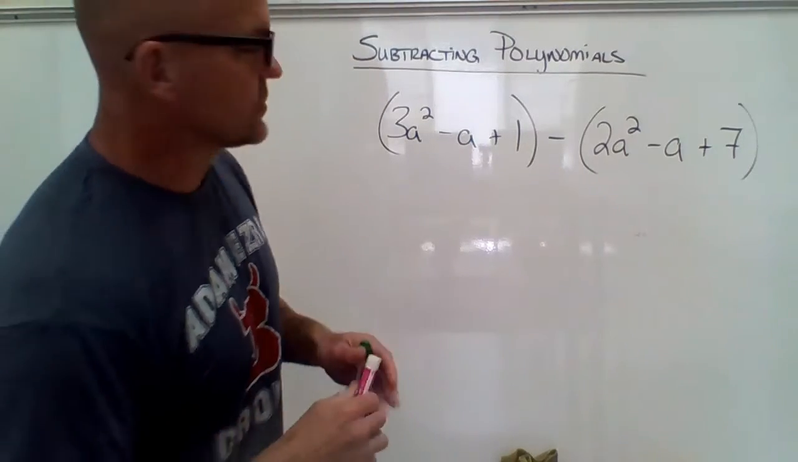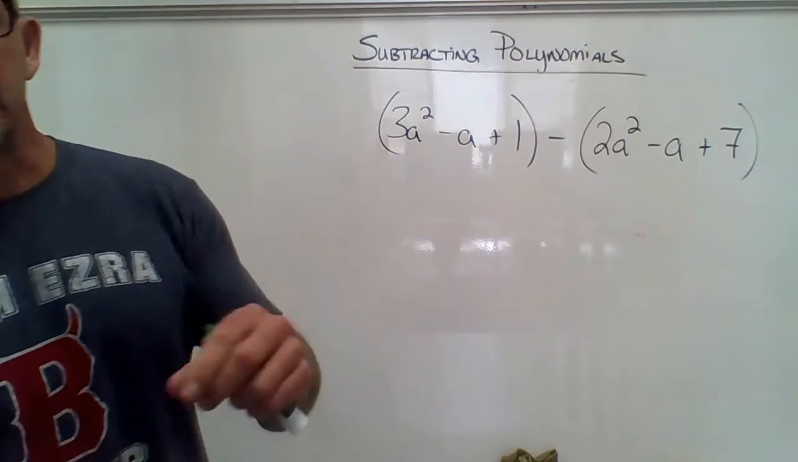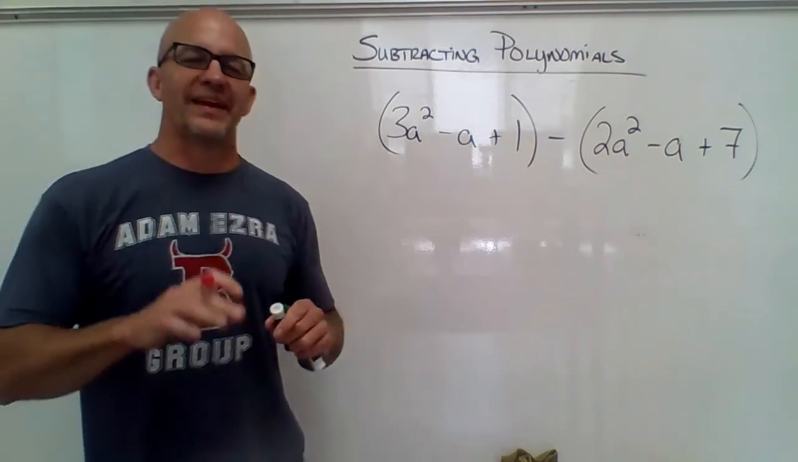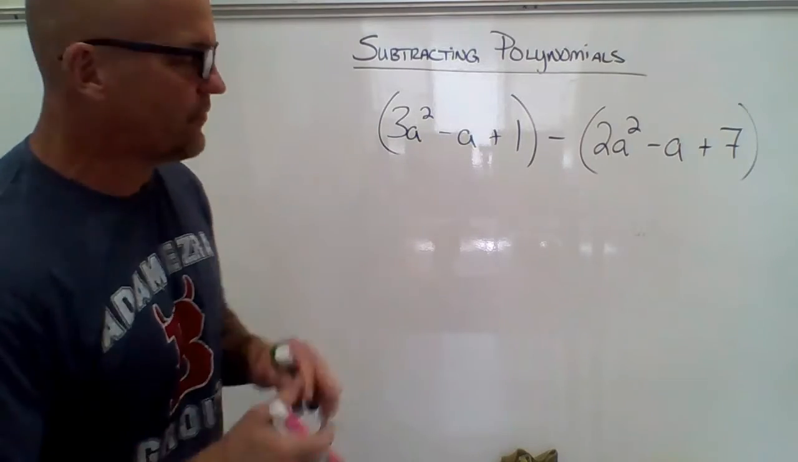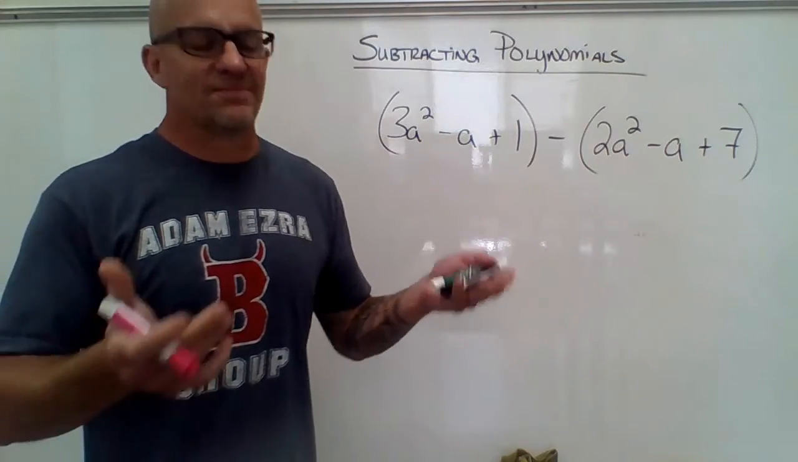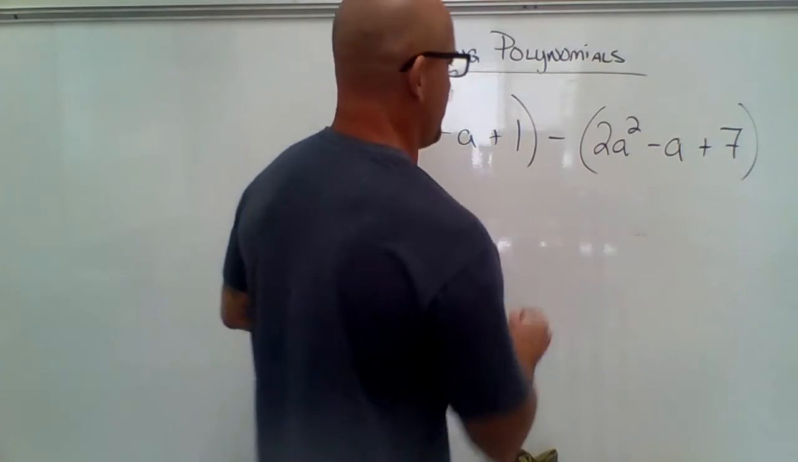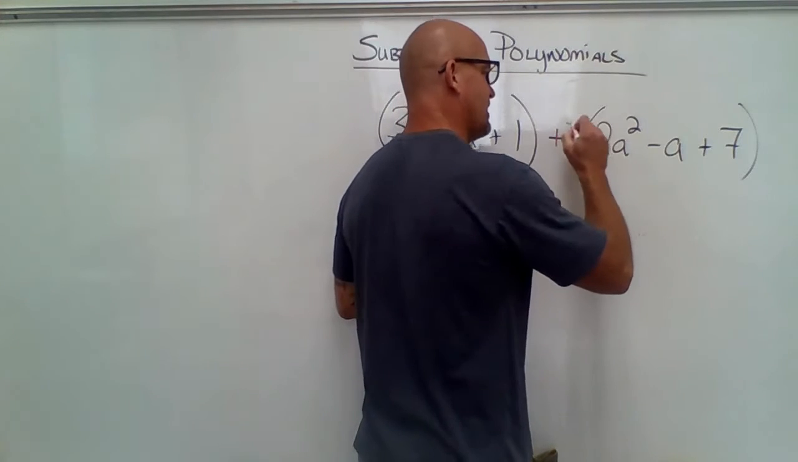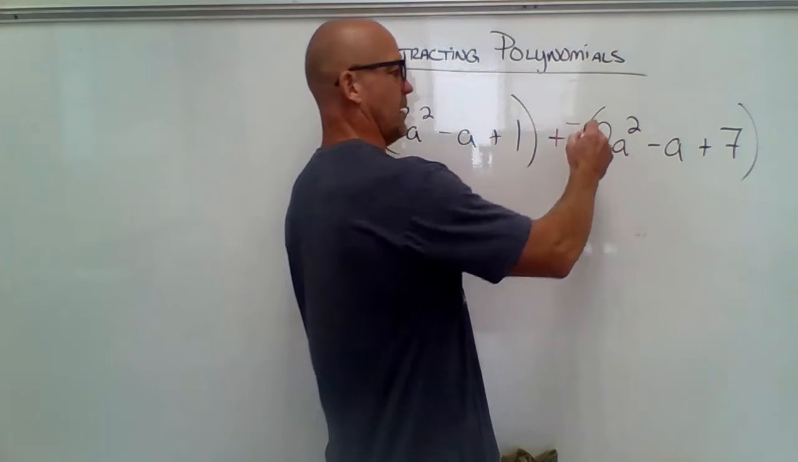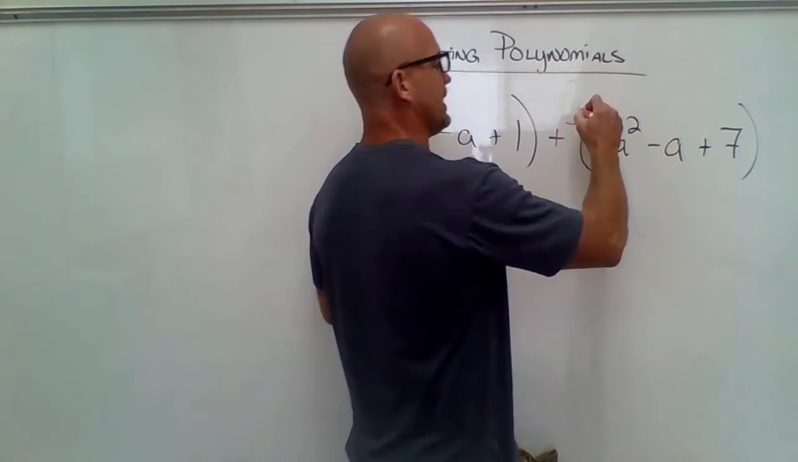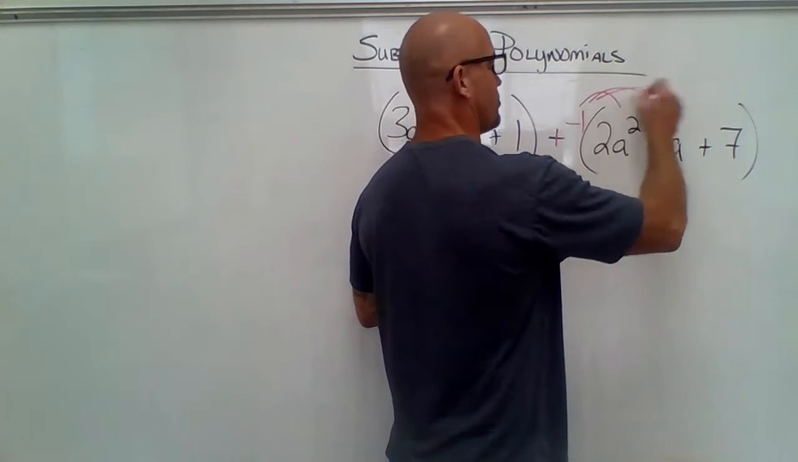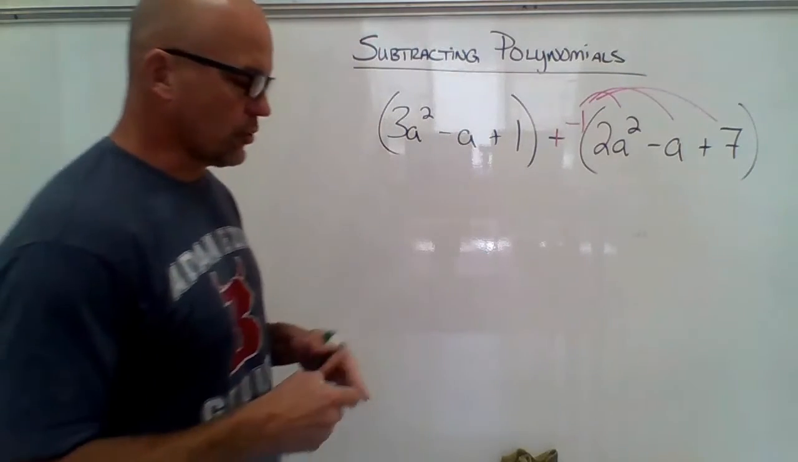So the first thing I'm going to do is I'm going to take a look at this and go, okay, it's subtraction. Subtraction gets a little bit scary, a little difficult. I'm going to turn it into addition. Beautiful part about math. I'm going to make this plus a negative, knowing that that means I'll be distributing a -1 into that set of parentheses or grouping.